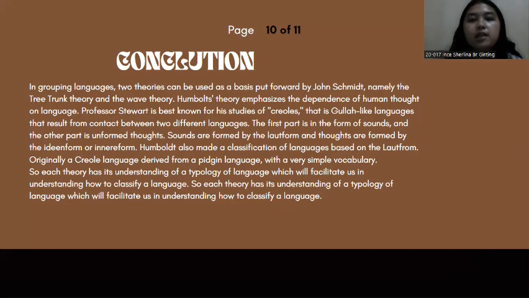The first part is the form of sound, and the other part is unformed thought. Sounds are formed by the loud form, and thoughts are formed by the outer form and inner form. Humboldt also made a classification of languages based on the loud form. Originally, a Creole language differed from a pidgin language, which has a very simple vocabulary. Each theory has its own understanding of the typology of languages, which will facilitate us in understanding how to classify a language.